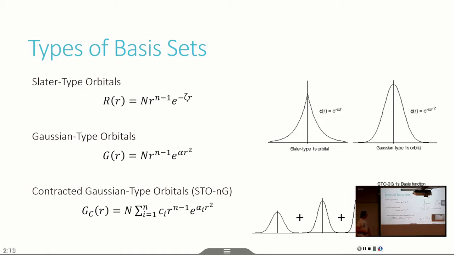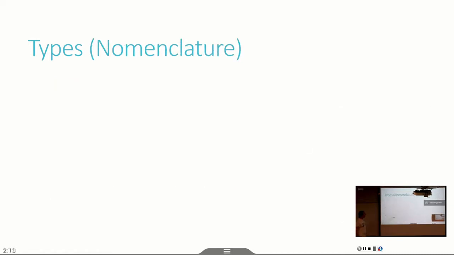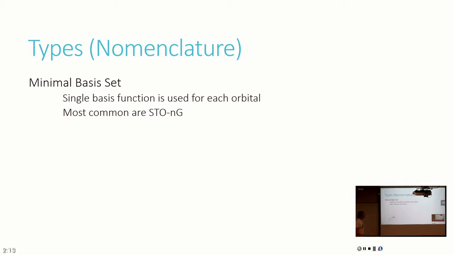It's on your little sheet of paper, but essentially we use two or more Gaussian orbitals to create a Slater-like orbital, to make it somewhat more pointed. There are a few different nomenclatures, and I can't cover all of them, but we'll cover three of the more significant ones. There are the minimal basis sets, which use a single basis function for each orbital. That is, we approximate every single orbital using one equation.